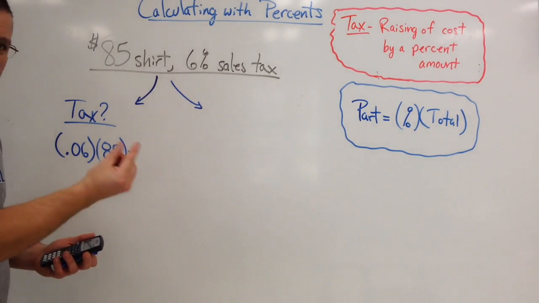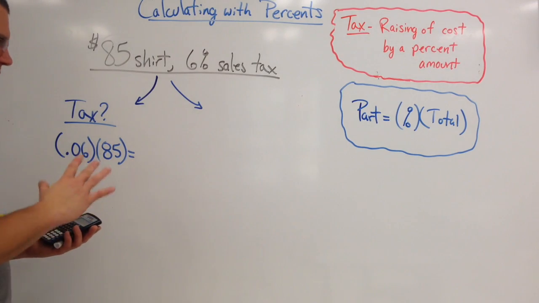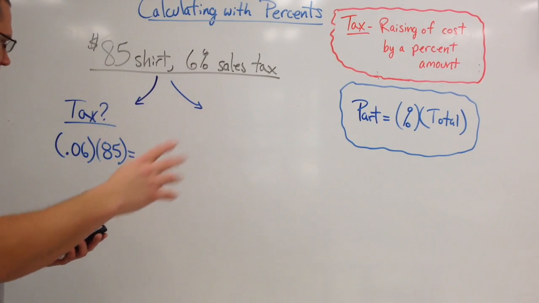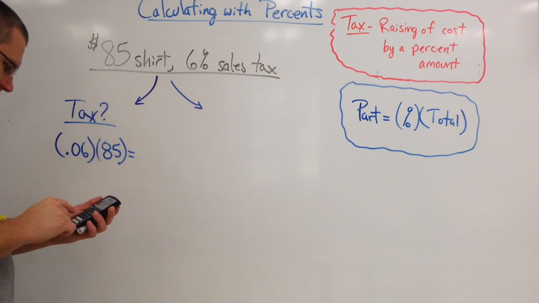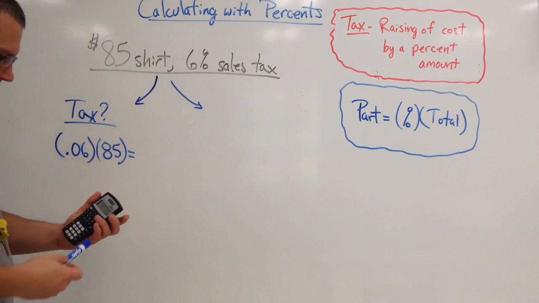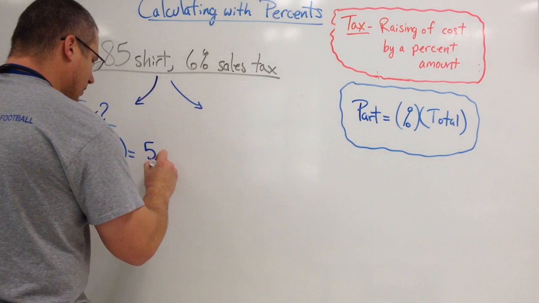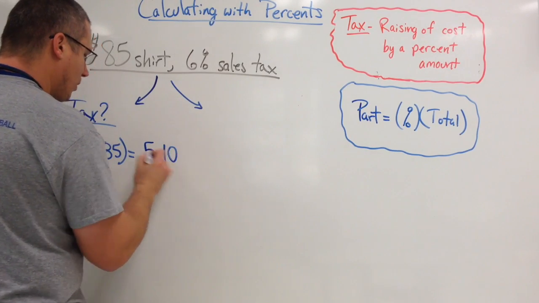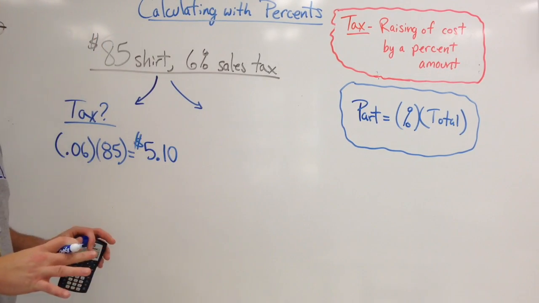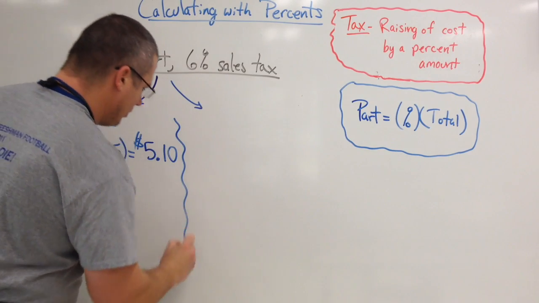I may have to round to the nearest penny, by the way, because with money I'm allowed 2 decimal places, tenths, hundredths. 0.06 times 85 is 5.1, is what my calculator says. I have to make it into money, so that's 5.1 with a 0. That's $5.10. That's how much tax I owe.